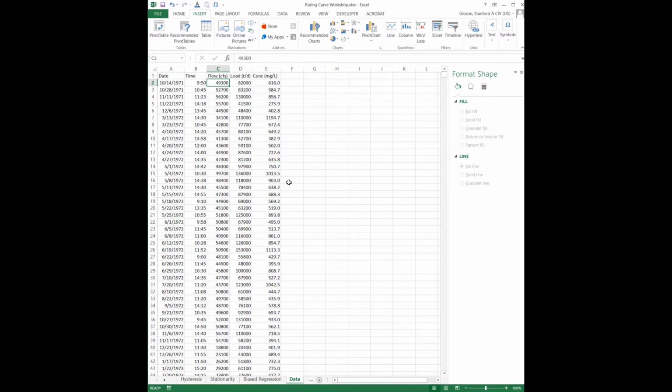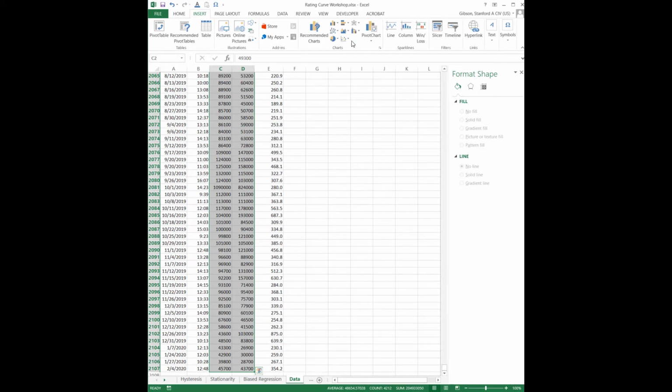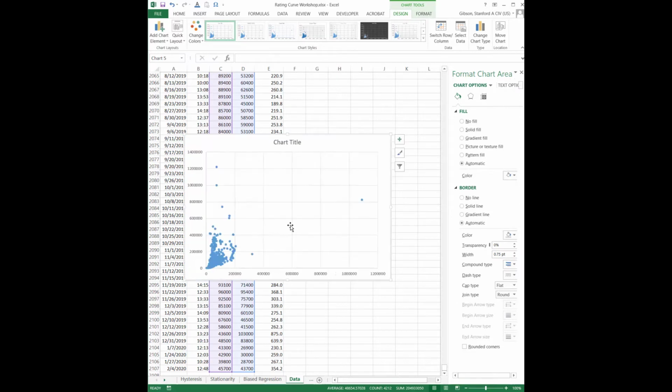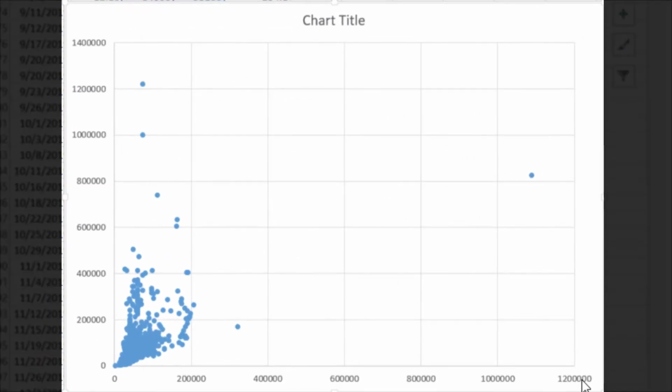Okay, so now I'm just going to make a rating curve. Now you can make this rating curve out of load or concentration. There are kind of load people and concentration people, just depending on how you think about the world. I tend to be a load person because I think about things in terms of pure mass flux. If you plot this, it's a hot mess. We're going to be hard pressed to see any sort of relationship between flow and load.